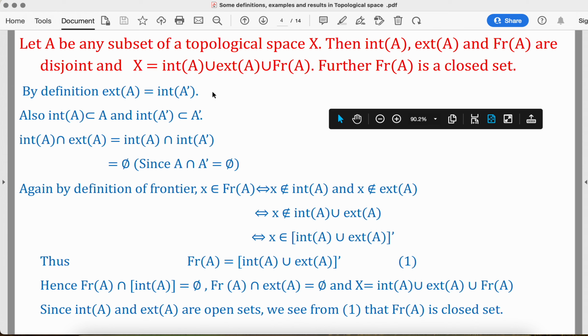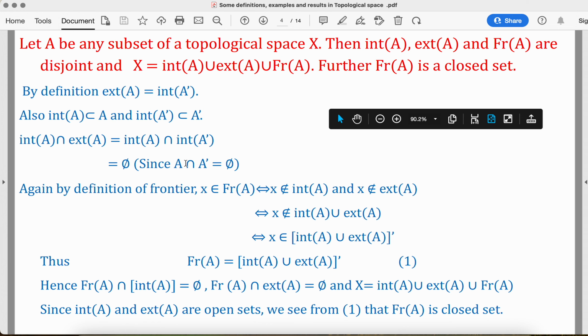We know by definition that the exterior of A is equal to the interior of the complement of A. Also, we know that the interior of A is a subset of A. In the same way, we can say that the interior of A complement is a subset of A complement. So, interior of A intersection exterior of A can be written as interior of A intersection interior of A complement, because the exterior of A is the interior of A complement.